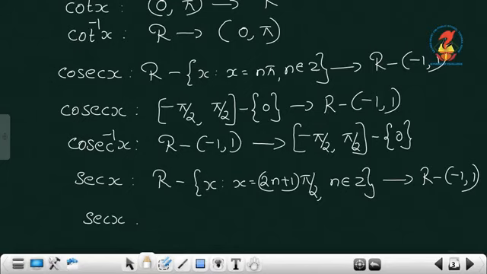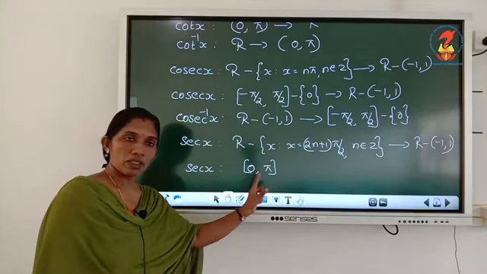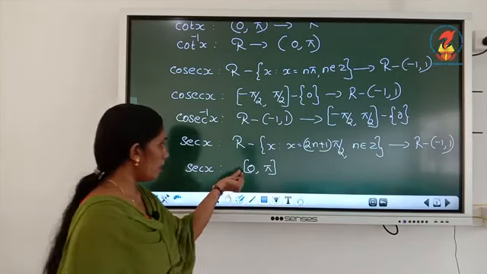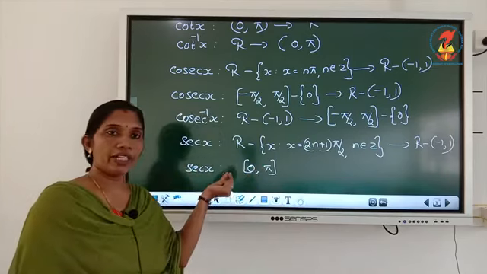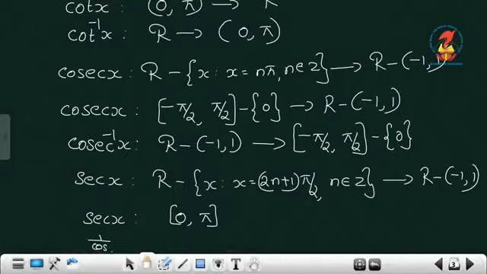So the interval we divide like this, 0 to pi. It is also closed. Sec means 1 by cos. Cos 0 is defined. Cos pi is also defined, so no problem. But here in between we have the point pi by 2. 1 by cos x, when x is pi by 2, it is not defined. So that we have to subtract from that interval. So, 0 to pi minus pi by 2, to R minus (-1, 1).